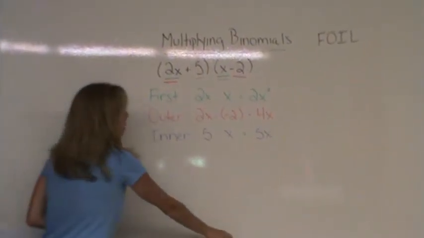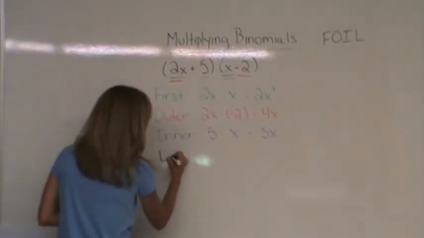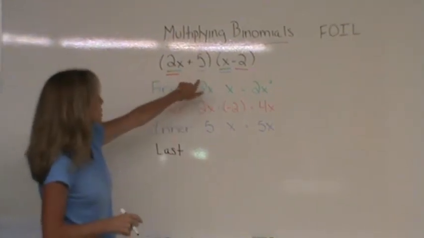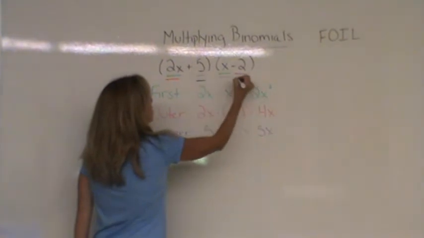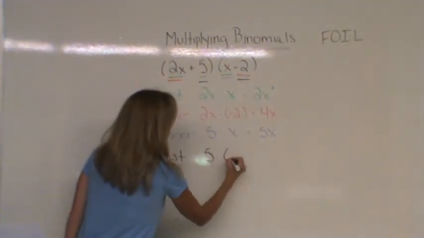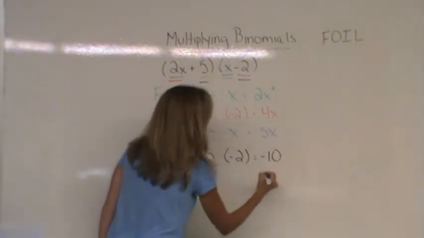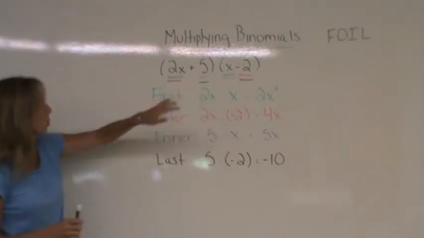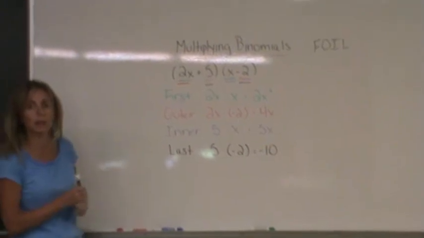And our last letter, the L, stands for the last term. The last term in each parentheses, 5 and negative 2. Okay? So we have a 5 times a negative 2 to give us a negative 10. So notice this is where we get our FOIL from. F, O, I, and L.